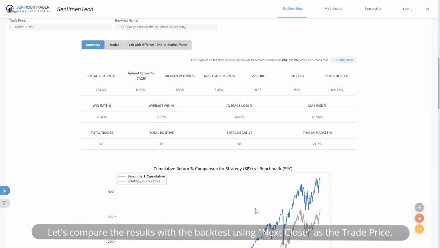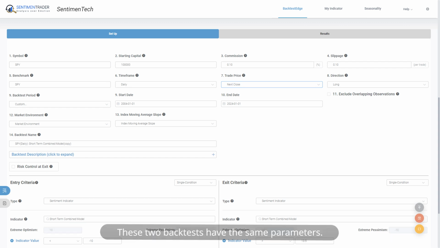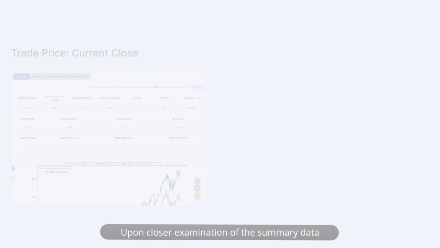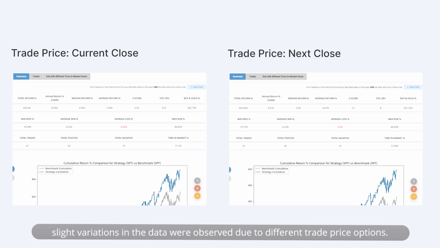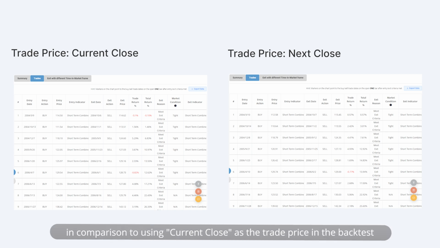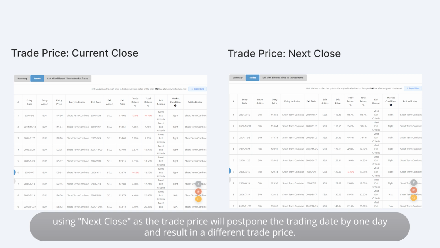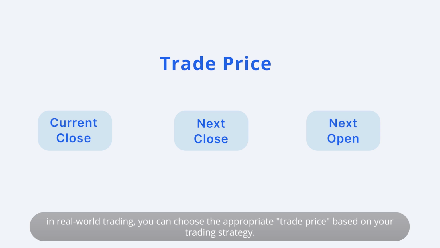Let's compare the results with the backtest using next close as the trade price. These two backtests have the same parameters. Upon closer examination of the summary data, slight variations in the data were observed due to different trade price options. Analyzing individual trades, in comparison to using current close as the trade price in the backtest, using next close as the trade price will postpone the trading date by 1 day and result in a different trade price. Therefore, in real-world trading, you can choose the appropriate trade price based on your trading strategy.